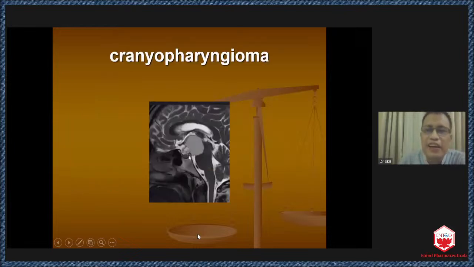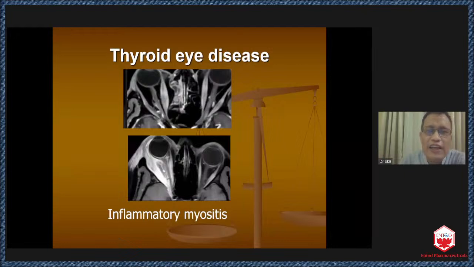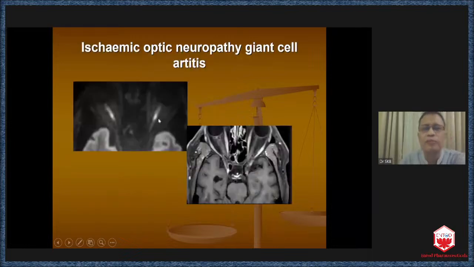So this is another MRI, of craniopharyngioma. Thyroid eye disease, I have already discussed in the CT scan part. Here, all the optic nerve is thickened. The whole extent is thickened, unlike inflammatory myositis, where only a portion of the optic nerve is involved.